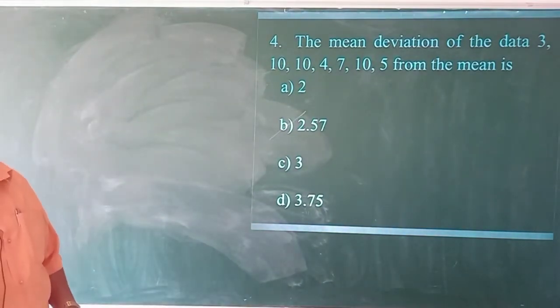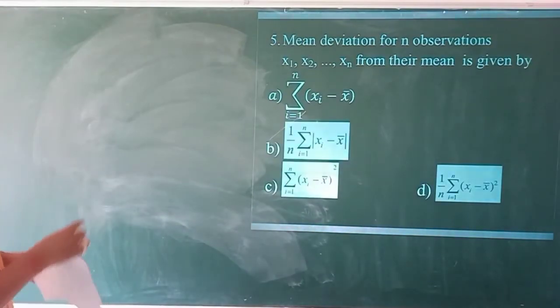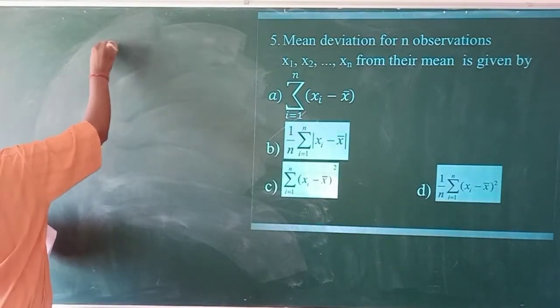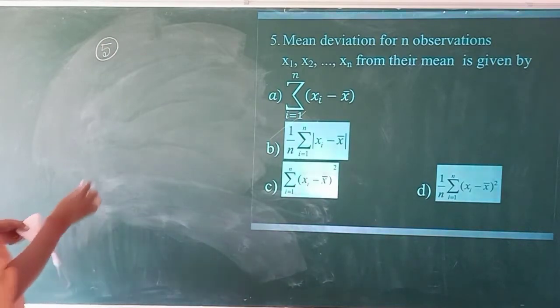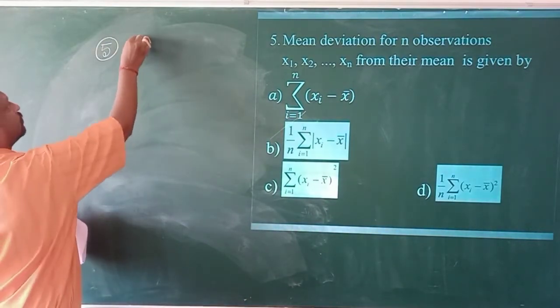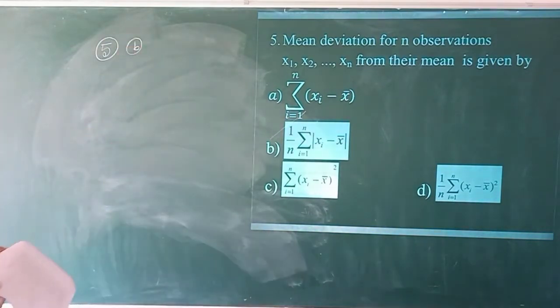Next one, fifth one. Fifth one is a formula. Option B.